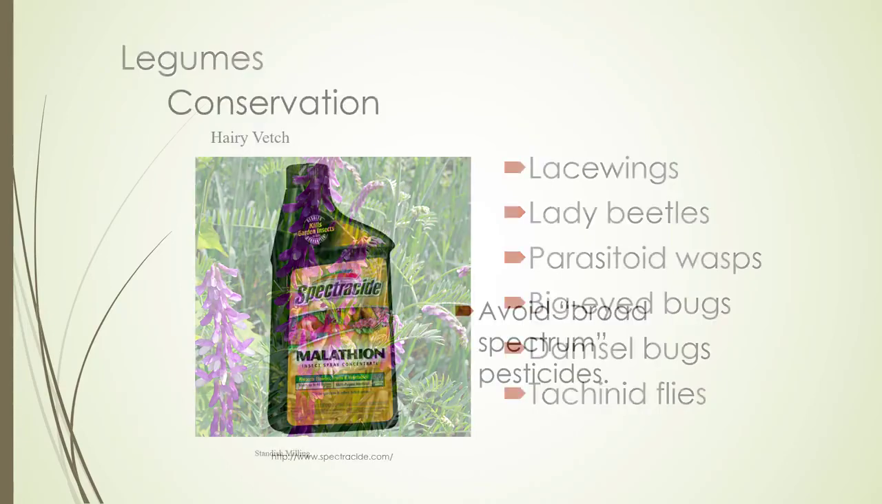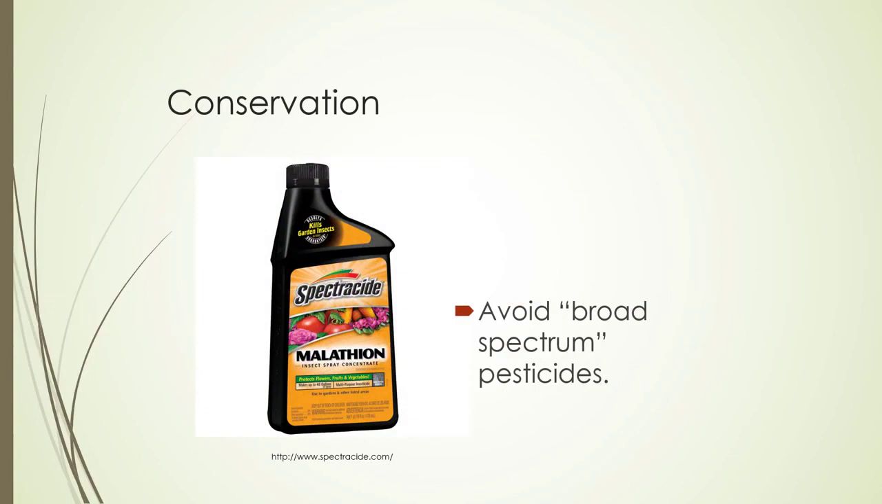You want to avoid broad spectrum pesticides. Malathion will kill everything in its wake. Down in California, they used to, when a medfly would show up, they would be spraying malathion from the skies. They tend to do it overnight so it doesn't affect bees, but still, it's going to kill a lot of other things.